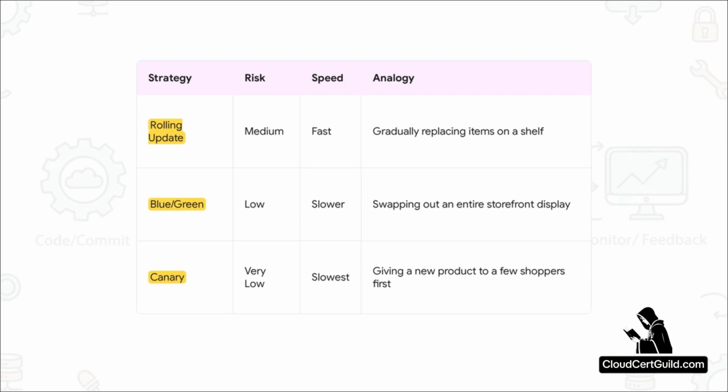First, you have a rolling update. It's fast, but it carries a medium amount of risk. You're basically replacing old servers with new ones one by one, kind of like swapping out products on a store shelf. For a little while, both the old and new versions are running.